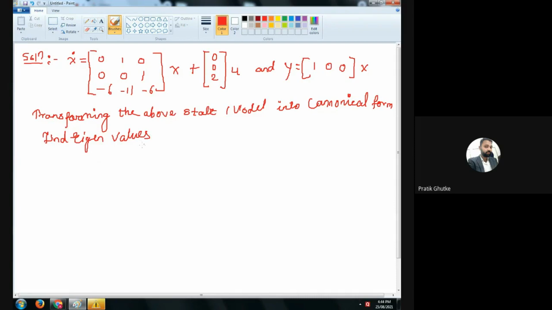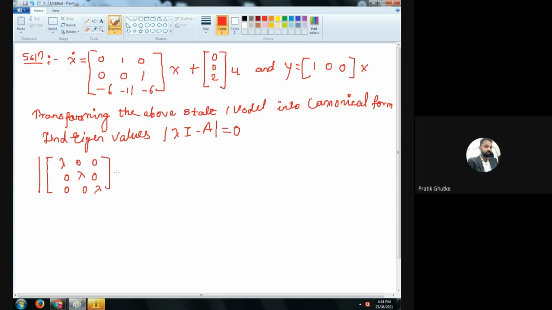How are we finding eigenvalues? Eigenvalue is nothing but mod of lambda I minus A equals 0. Mod of lambda I, lambda means lambda matrix into identity matrix. Identity matrix means 1, 1, 1 matrix. So lambda into I, that is lambda 0 0, 0 lambda 0, and then 0 0 lambda. This would be the lambda I matrix.